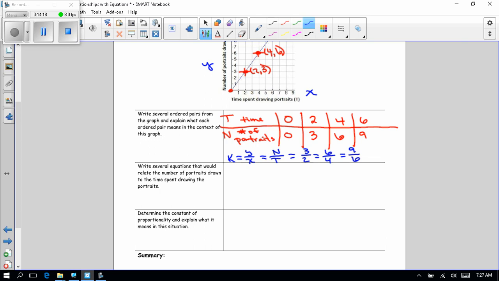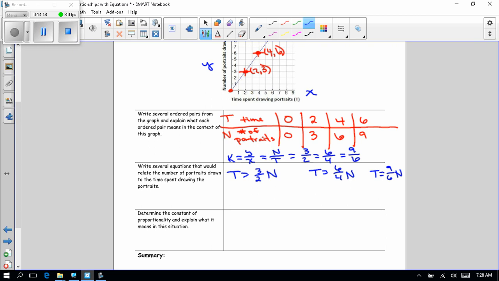So the time it takes is 3 over 2 times N. Okay? And that's how we could figure that one out. We could also do it as the time it takes is equal to 6 over 4 times N, right? Or we could even say 9 over 6 times N. They're all the same, but 3 over 2 is the most simplified, so we'll go with that one.